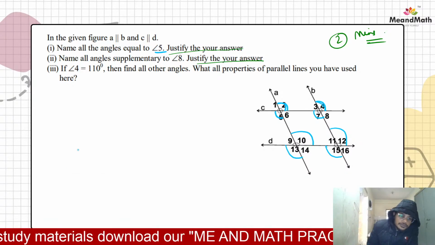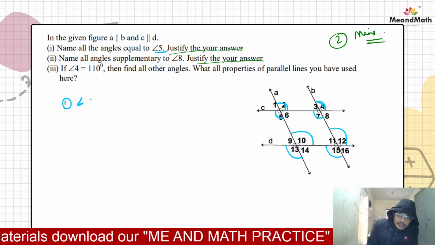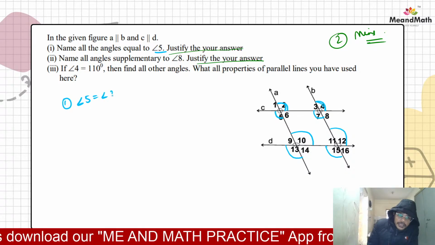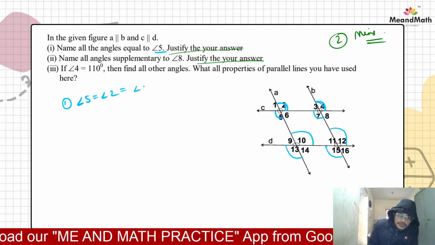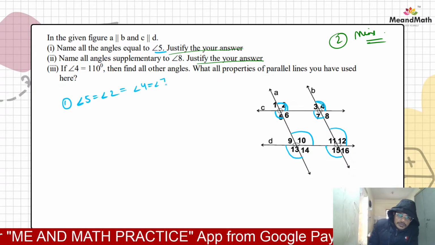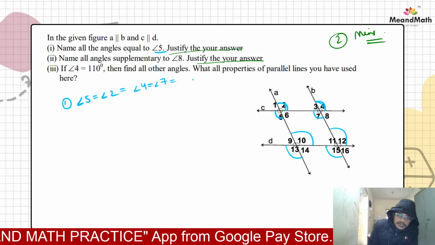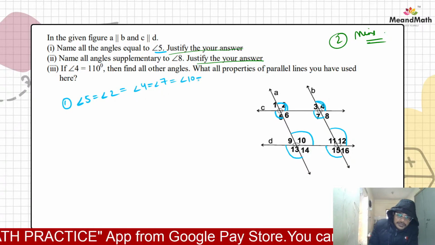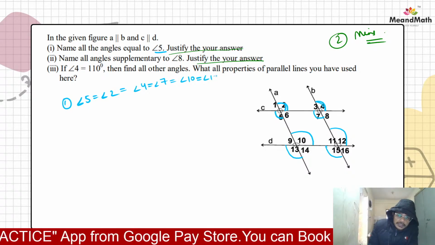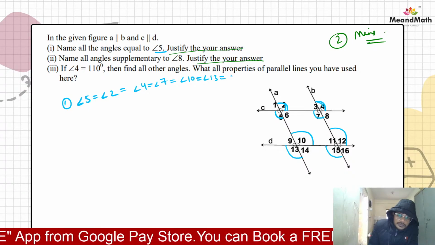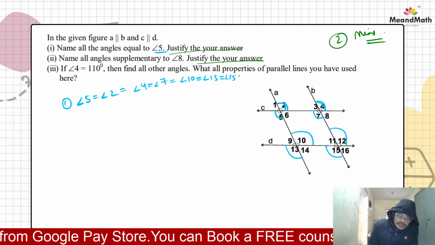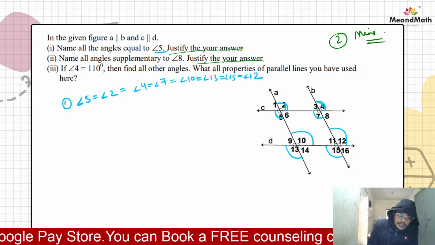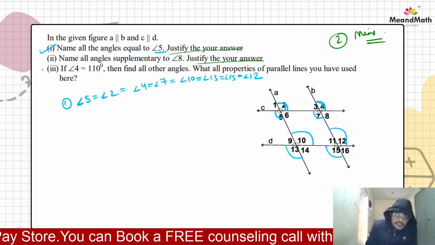So the answer for the first part is: angle 5 is equal to angle 2, angle 2 is equal to angle 4, which is equal to angle 7, and this angle 7 is equal to angle 10, which is equal to angle 13, which is equal to angle 15, and which is equal to angle 12. So these are the answers for the first part.